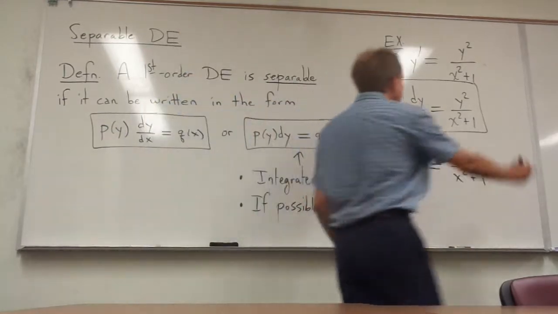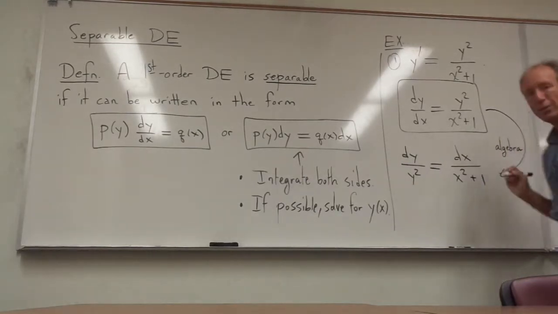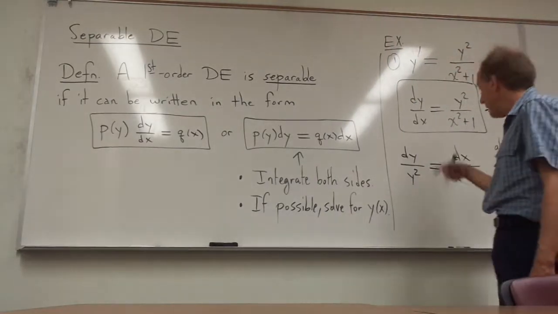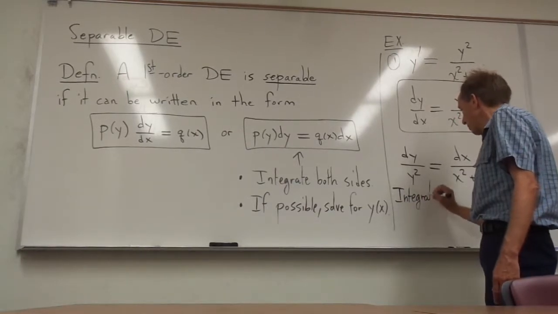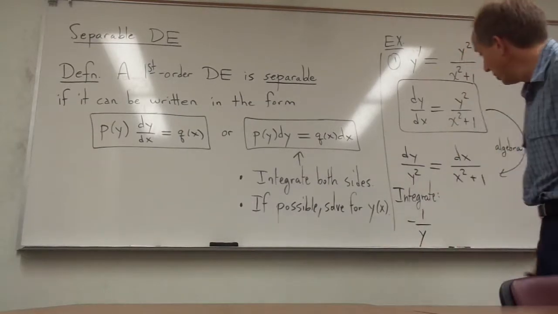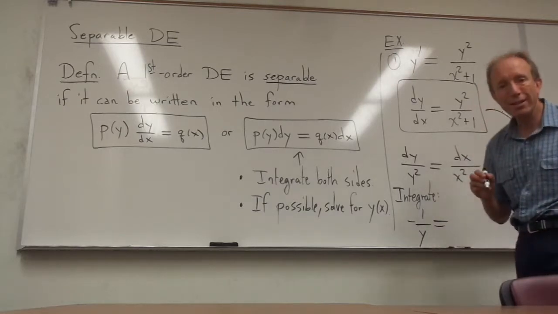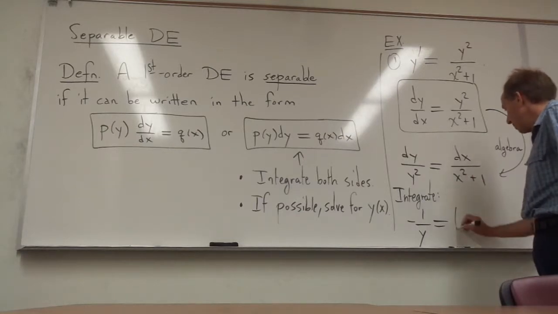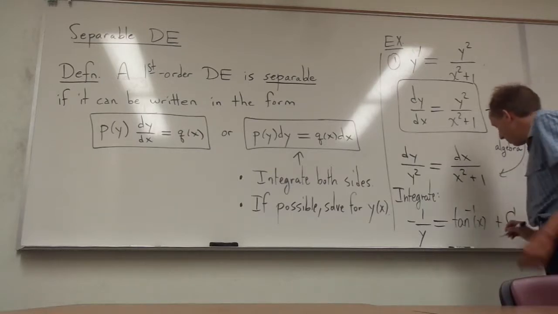So again, this is the algebra. In this case, the algebra is very simple. It's not always quite this simple, but you do a little bit of algebra and you get it separated. Okay, next thing is we just integrate on both sides. So we're going to integrate on the left side. When we use the power rule on y to the negative 2, we're going to get negative 1 over y. And it's a pretty standard integral from earlier in calculus. The antiderivative of 1 over x squared plus 1 is the arctangent of x. And of course, we have to have a plus c.